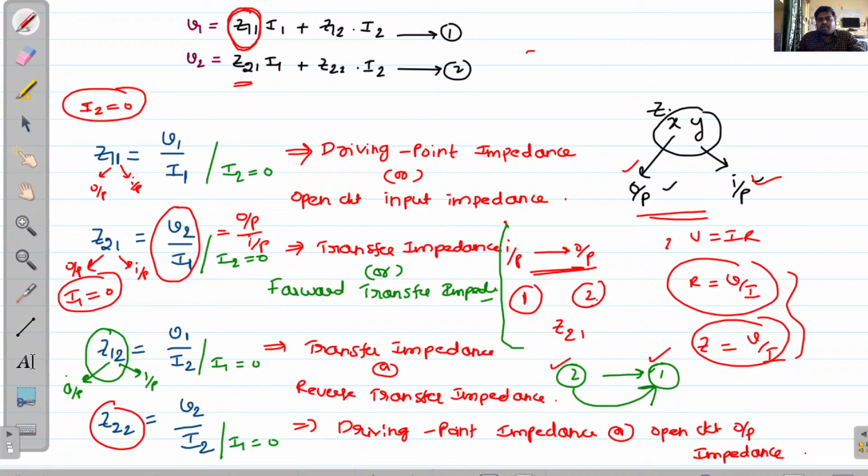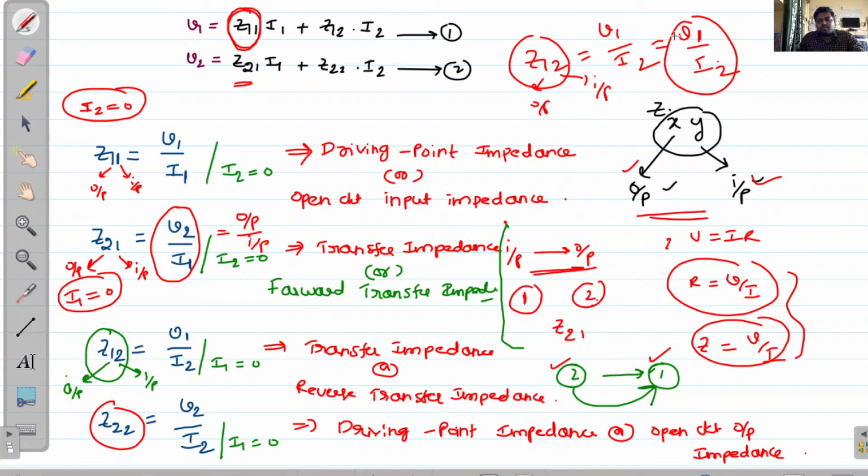For example, if I am taking Z12, what is the formula? V1 by I2. Already you know Z means V by I only, but here you first take the output, after that you take the input, I2. For example, Z22: you know V by I only, but both are related to port 2, so you take V2 by I2. Okay, this is about Z parameters.